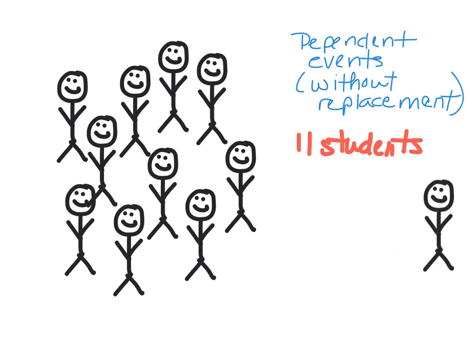Well, once I pick one student, that was out of 11 possible outcomes. That student has been chosen and is no longer available in the group to be chosen from. So then the next time I pick a student, it's going to be out of a group of 10 students. So the number of possible outcomes has now changed from the first to the second.